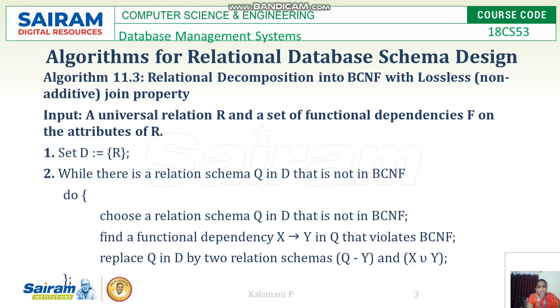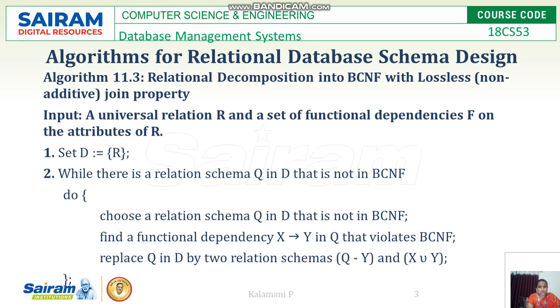what we have to do? Choose a relation schema Q in D that is not in BCNF, that is the first step. Then find the functional dependency X defines Y in Q that violates BCNF. Then replace Q in D by two relation schemas, Q minus Y and X union Y. This is the step for finding the BCNF, that is relational decomposition into BCNF. That is the main property: each and every relation schema has to satisfy lossless join and dependency preservation. For that purpose this algorithm is used.